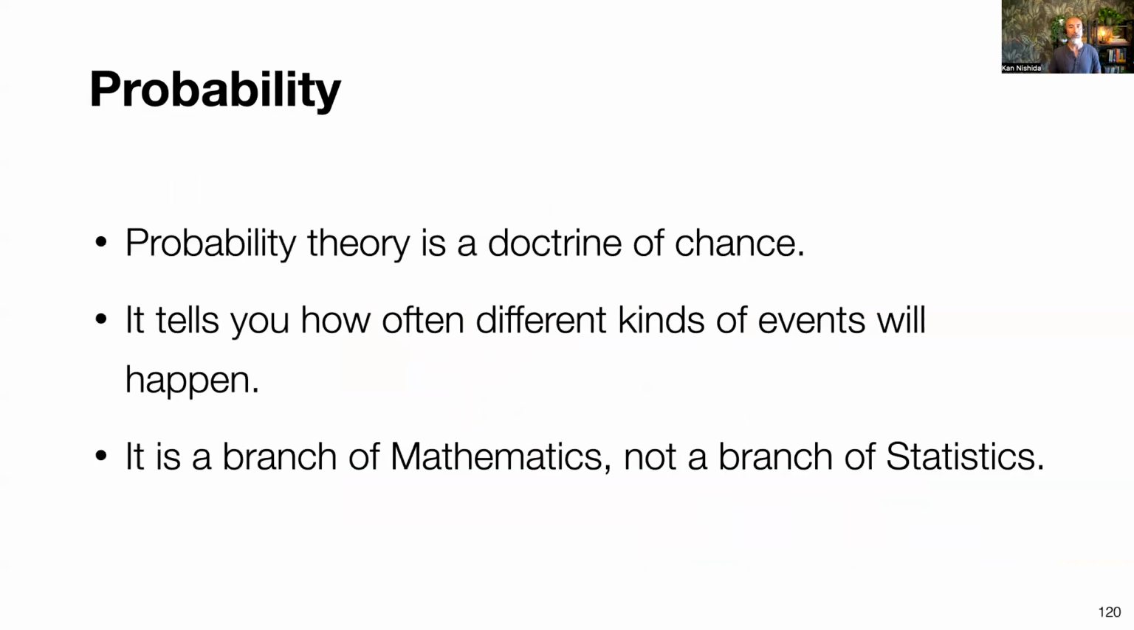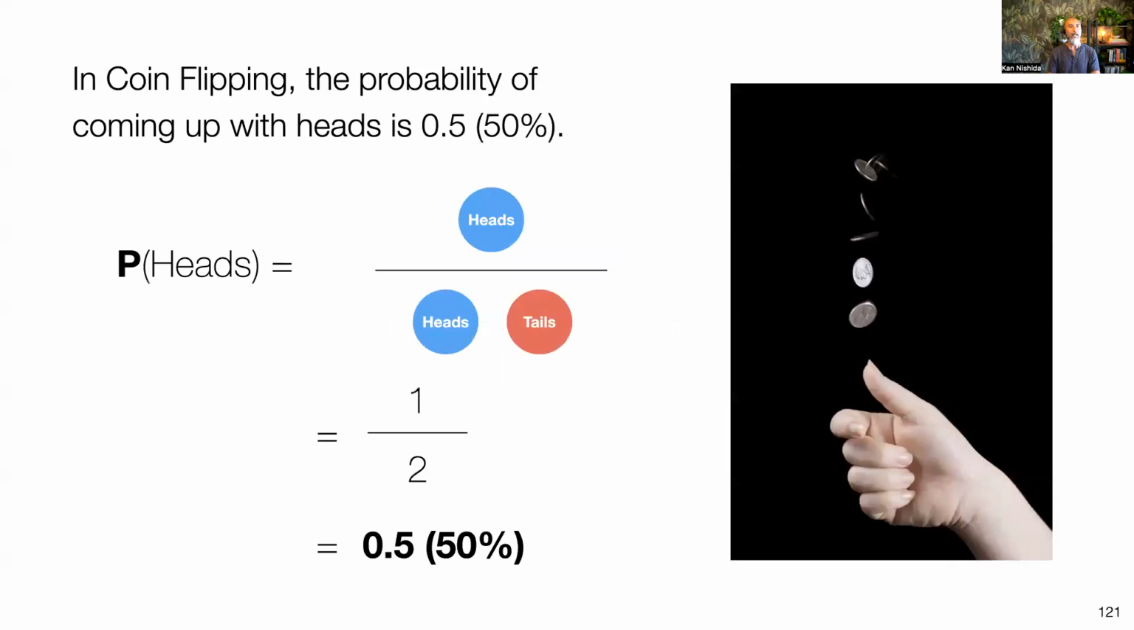Okay, so that's pretty much it for today, the probability. And I want to do a quick summary. Probability theory is a doctrine of chance. It tells you how often different kinds of events will happen. And it is a branch of mathematics, not a branch of statistics. Sorry, we use probability in statistics, but those are not in the same discipline. Okay, and with probability you can use the P notation to express it, and calculate the number of the events that you're interested in out of all the possible events.